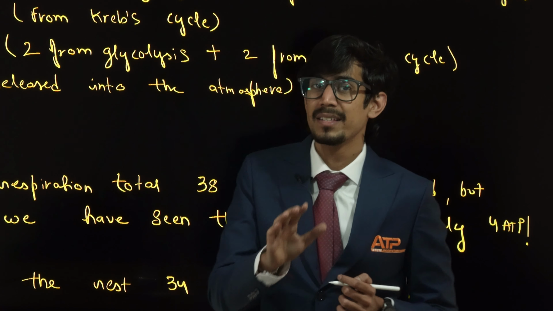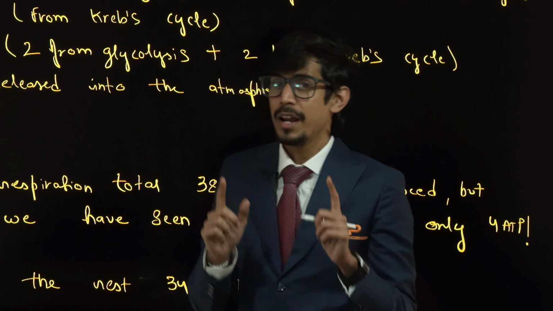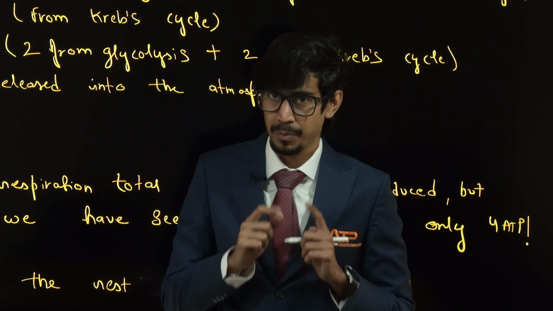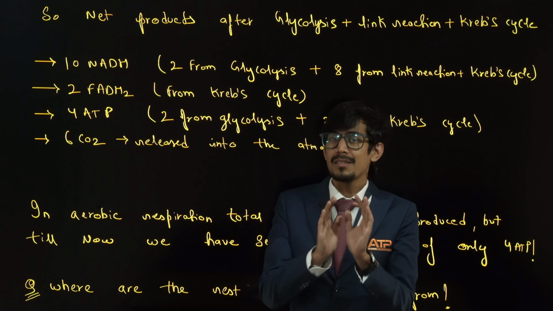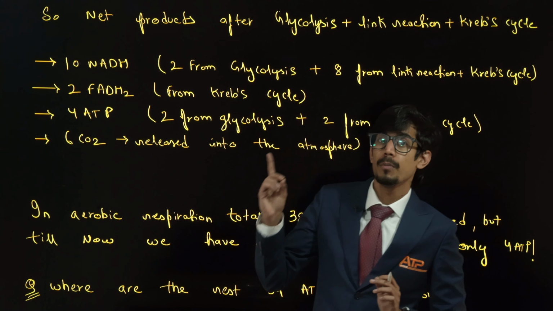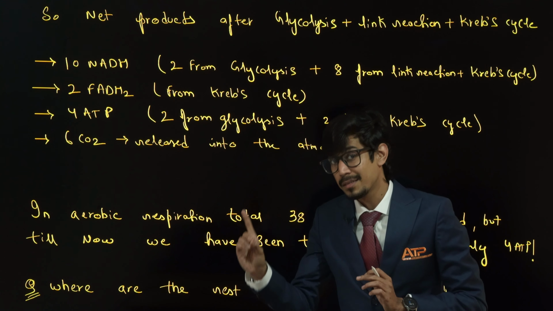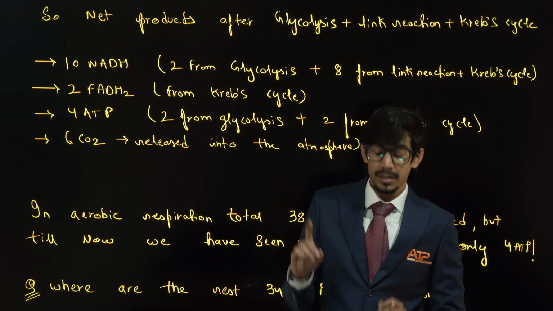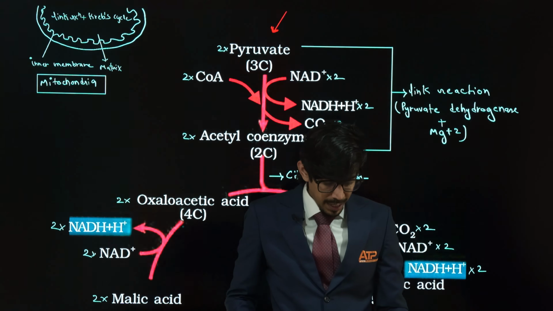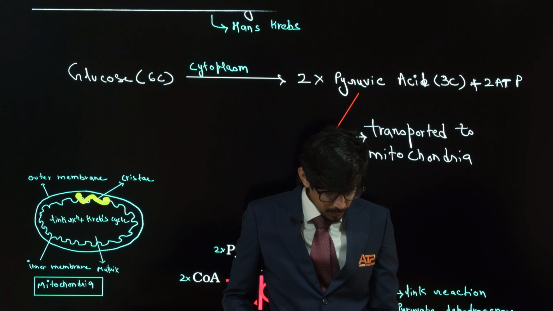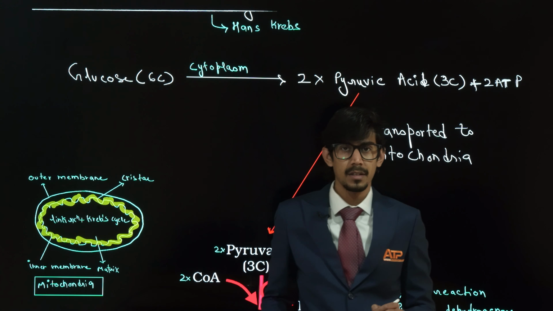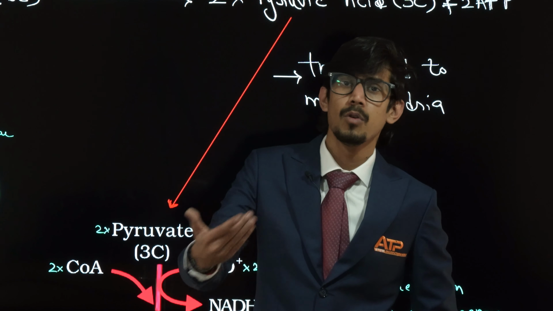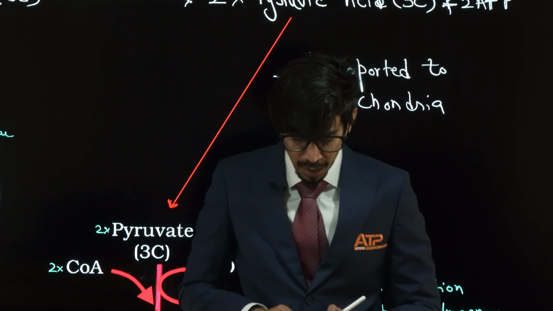To know how exactly the rest 34 ATPs are going to be produced, I'm just telling you for now that the rest 34 ATPs are going to come from the electron transport system. Where does the electron transport system take place? It takes place in the inner membrane of mitochondria. There are some complexes involved. So we will talk about ETS more in our next video.